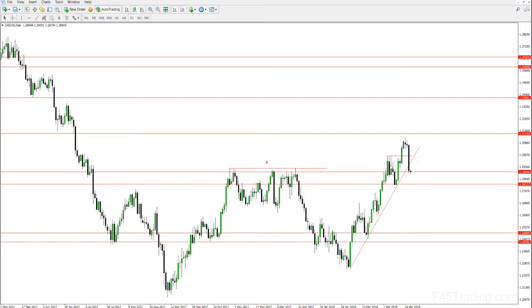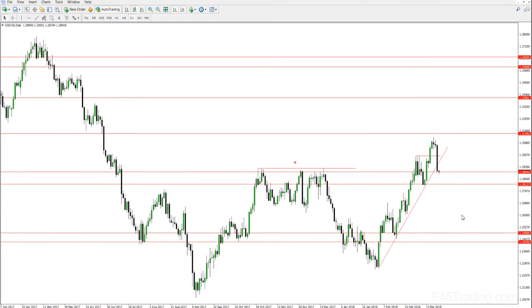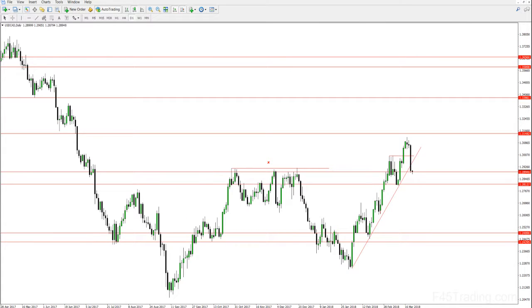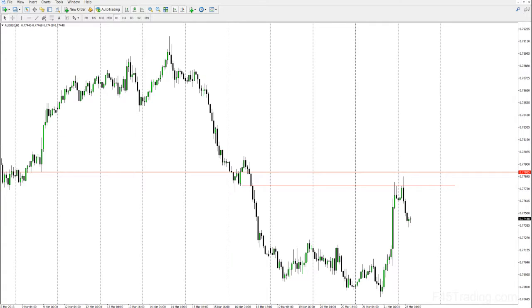So they came up, wicked through, tested it, powered up through it once, came back down, retesting this level. If this level shows some serious support, then we should either see a bounce or it's priced finally to give way. So we'll watch for that. The Aussie had some news a couple of hours ago that really didn't do a whole lot. Did it?